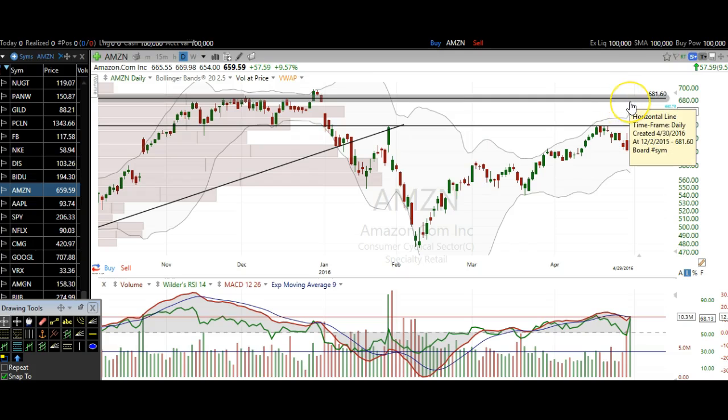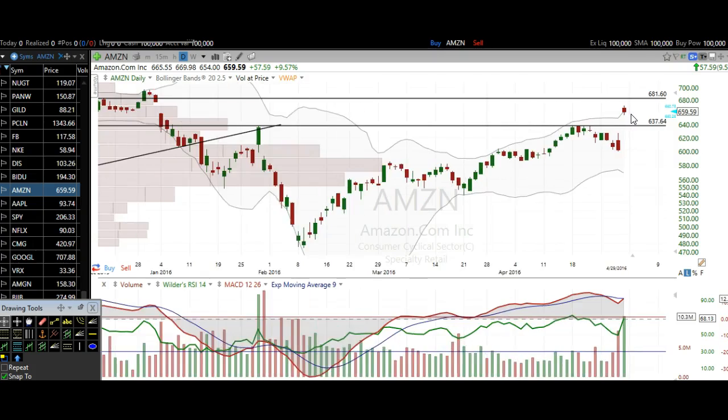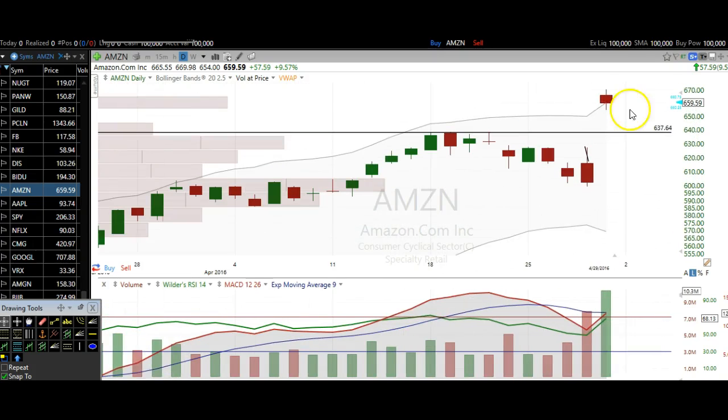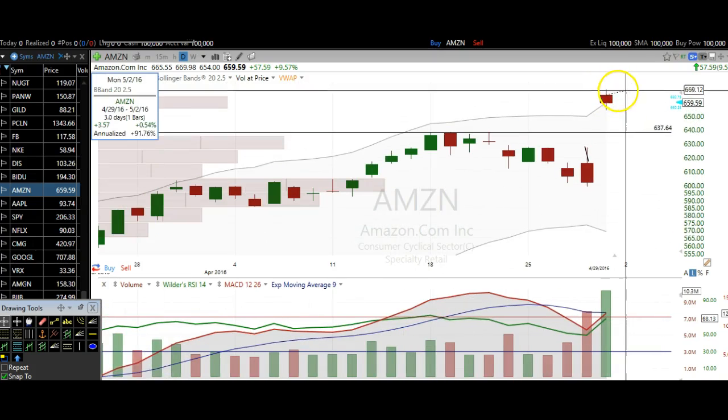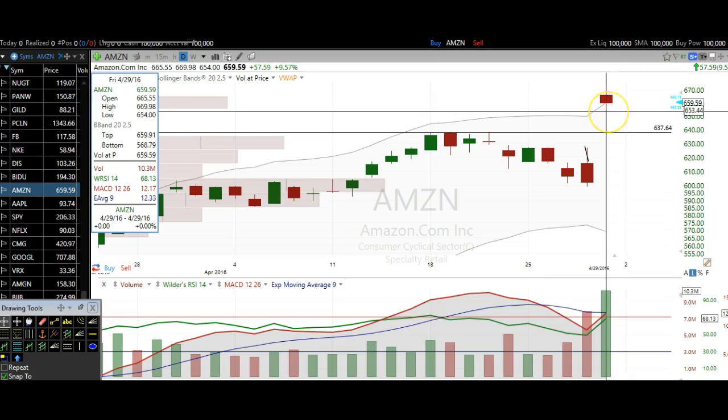Resistance is going to be about 682. Personally, I don't really have any interest in trading Amazon at this current point. What you can do is use the high of Friday as a level to get long if it breaks it, and you can use the low of Friday as a level to get short if it breaks that level.